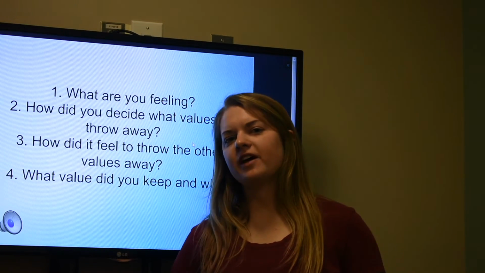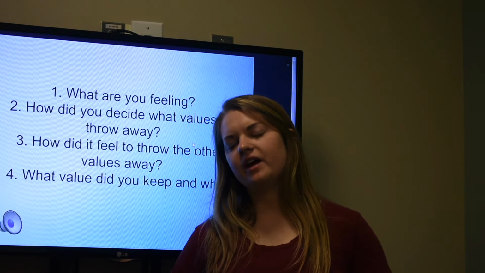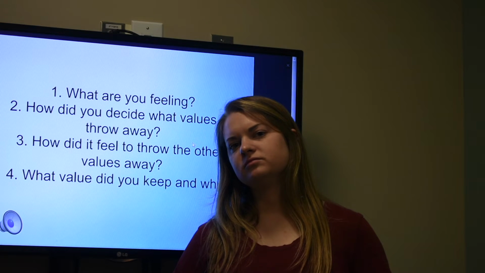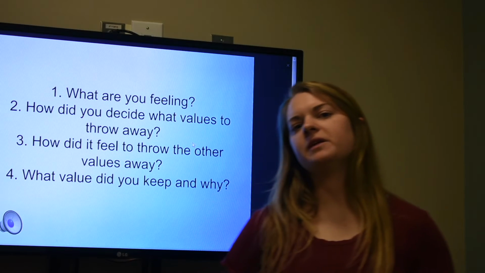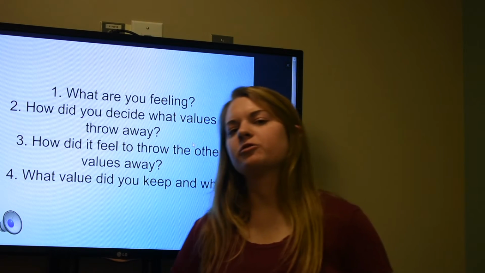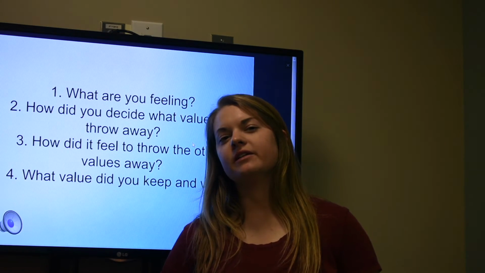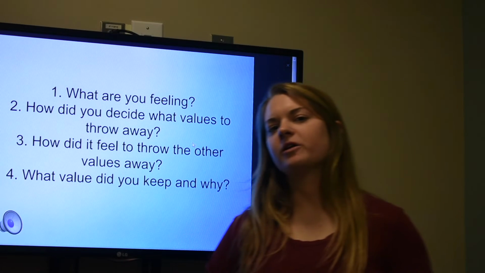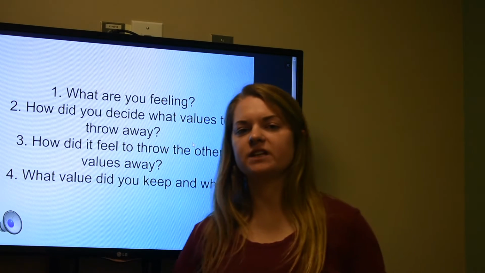Do your values affect the way that you behave in your daily life? Do you think it would be hard now to throw away your values in daily life because of how hard it was to throw them away in the trash can during this activity?